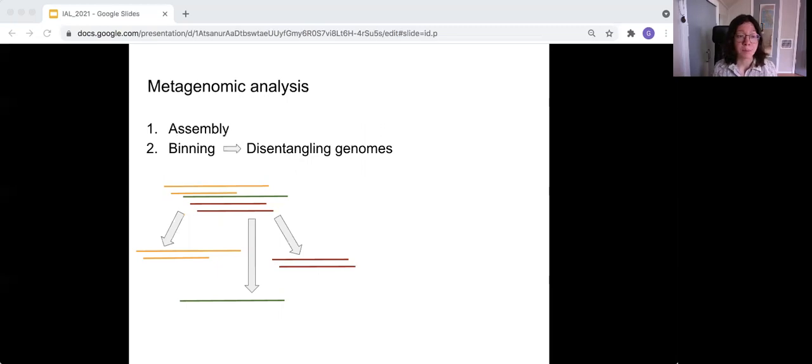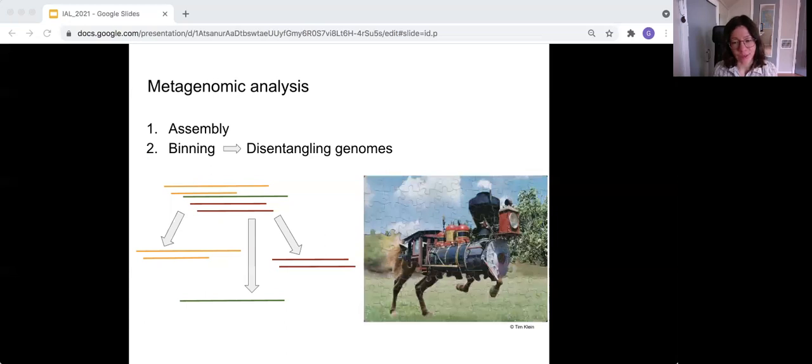The second step is binning. The goal of this step is to disentangle the metagenomic data and extract genomes of individual symbionts. And if I wanted to extend the metaphor, I would say that dealing with metagenomes is a bit like you have a dozen jigsaw puzzles' pieces mixed together in one box, and you need to sort them out. And you have to be really careful to avoid an outcome like this one.